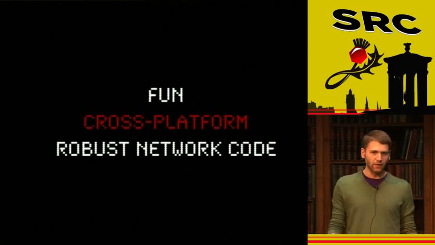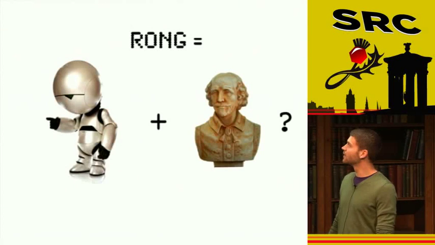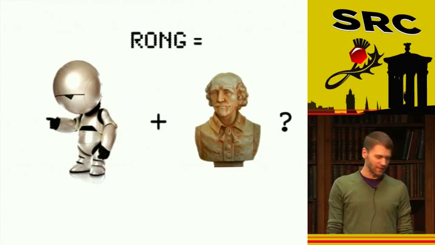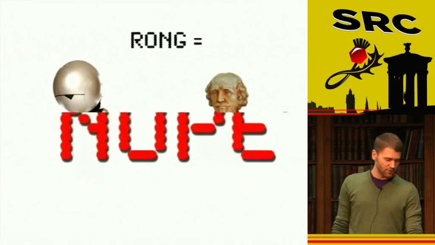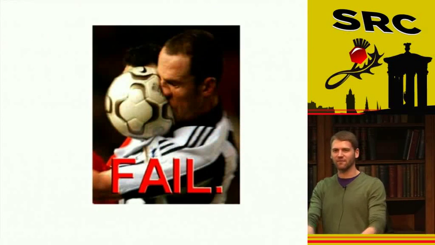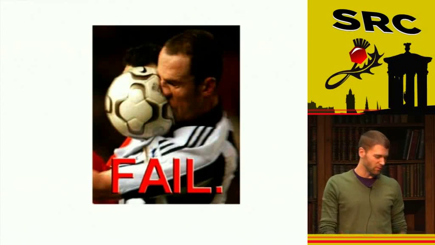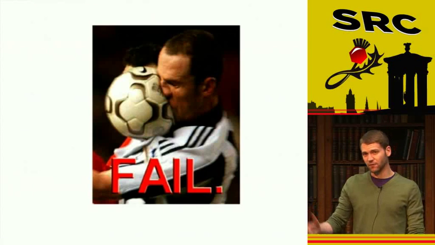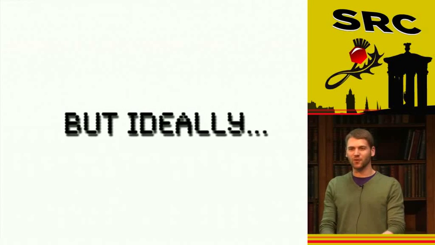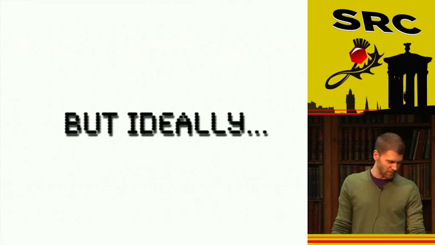So if that goal was robustness, is Wrong robust, right? That's not Marvin Shakespeare, that's robot plus bust. Is Wrong robust? And the answer is no. No, it's not. I've failed to date to meet that goal. Right now, Wrong is a nice client implementation, but as it currently stands it's not client server. I didn't hit that goal for this, but we are going to talk ideally about how that would be done and how it will be done given a little bit more time.